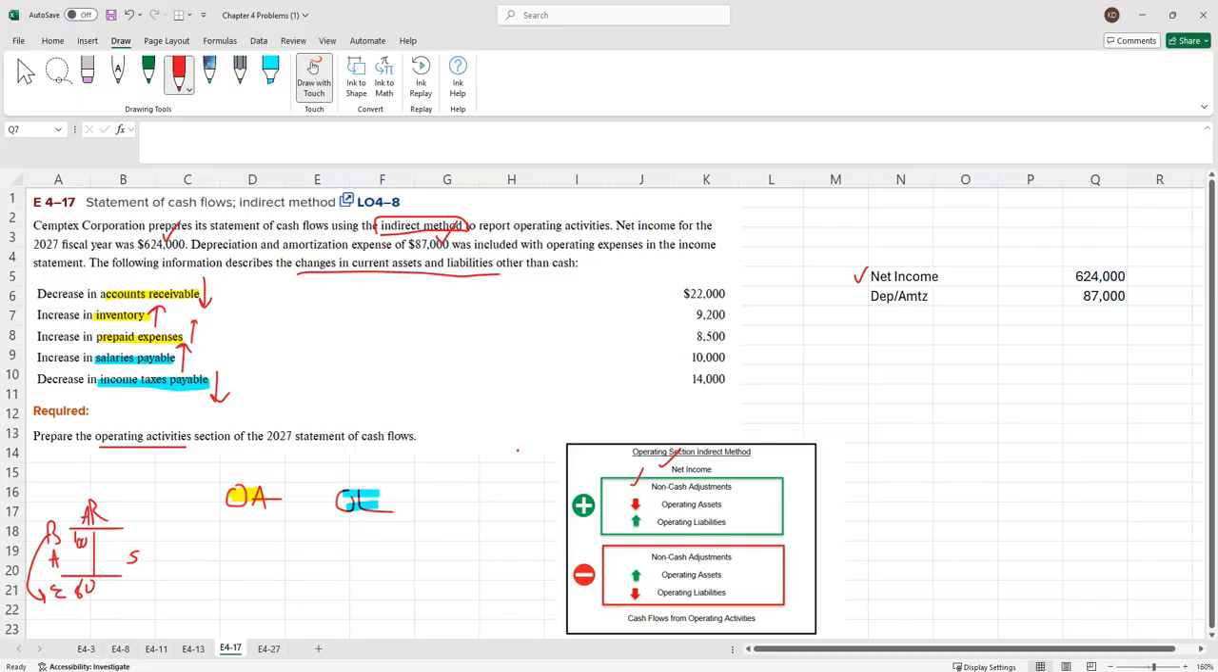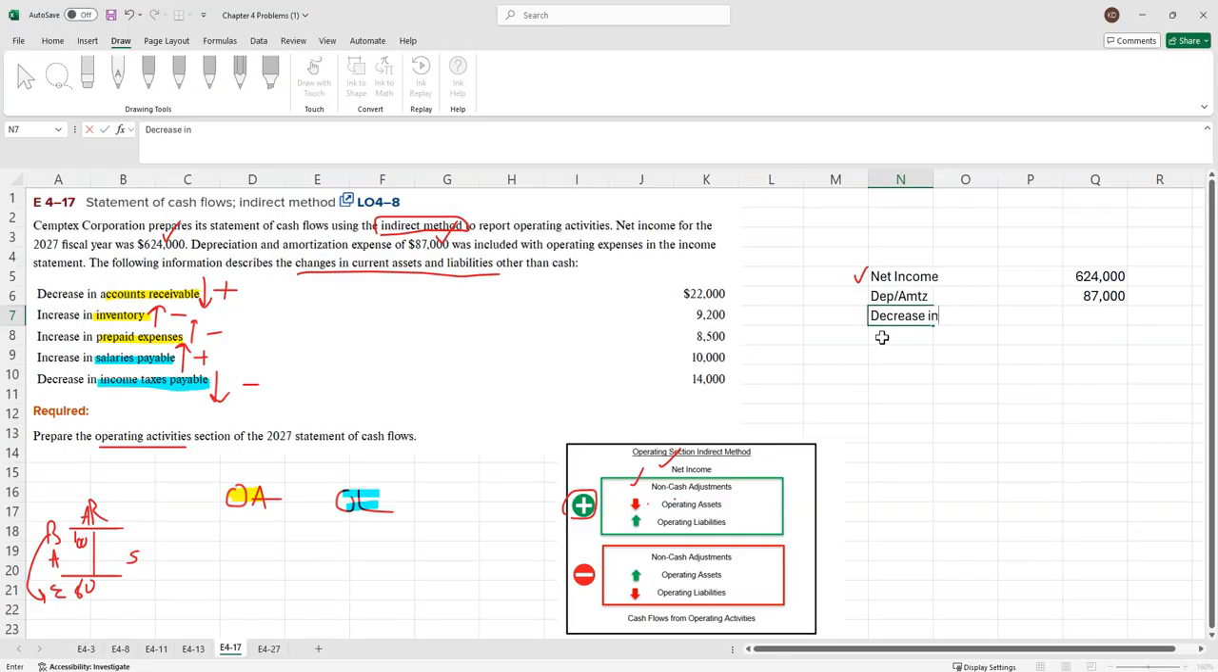We have an asset that went down. If we go over here, an asset that went down, we're going to have to add that on there. We have an asset that went up. We're going to have to subtract that. Again, we had an asset that went up, so we subtract that. We have an increase in a liability, and using our cheat sheet we add it. We have a decrease in a liability, so we subtract it. So we can use this to help populate the rest of our operating section. We'll have essentially all of the changes.